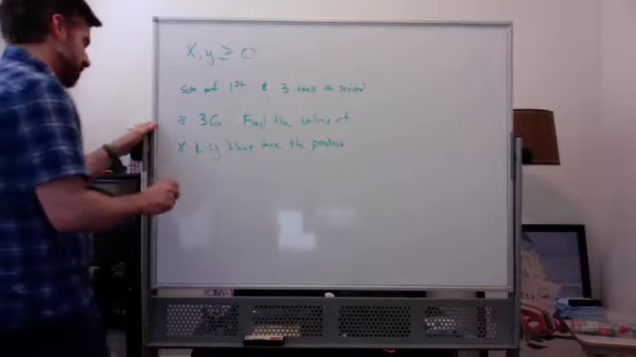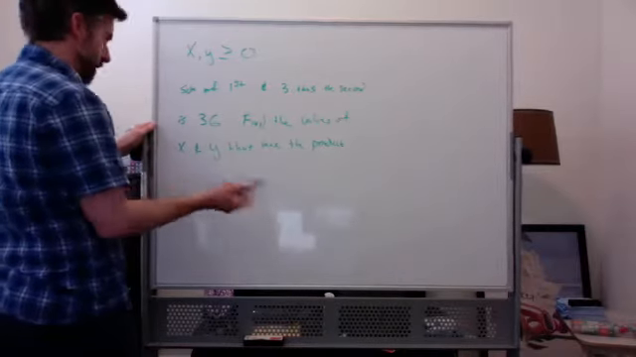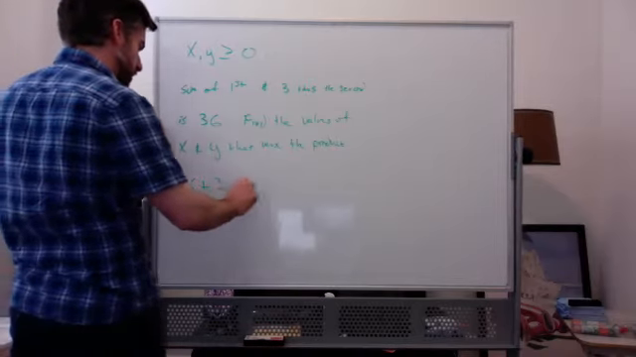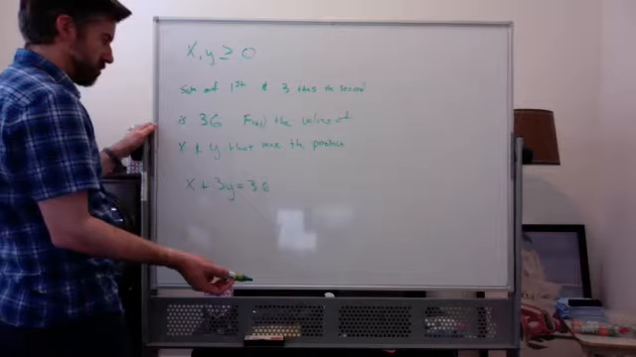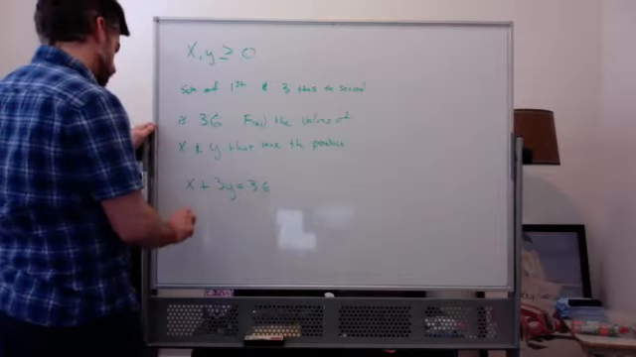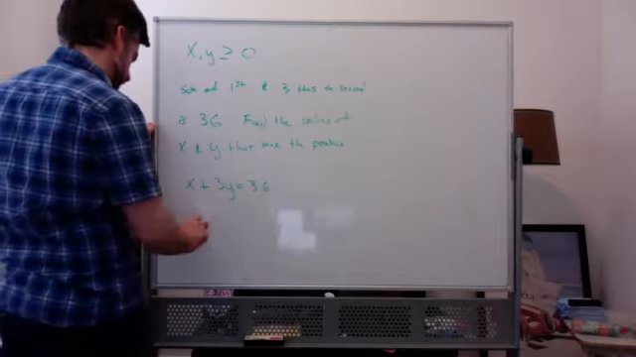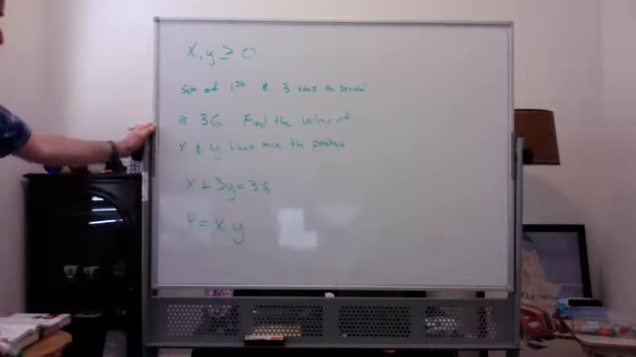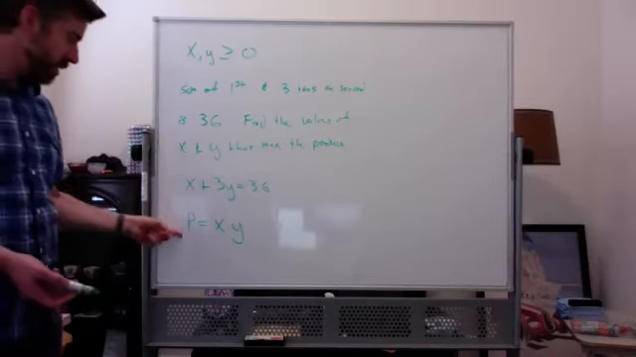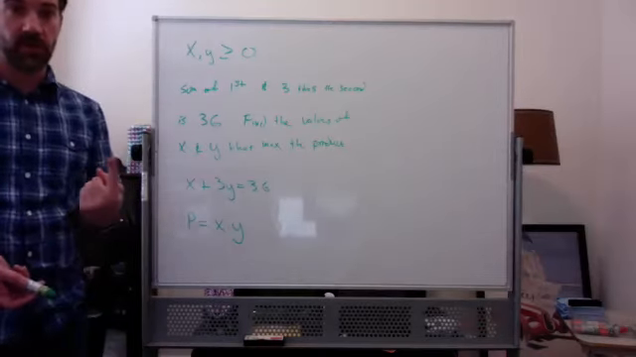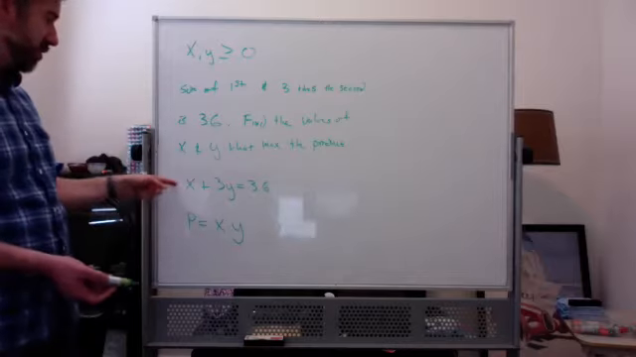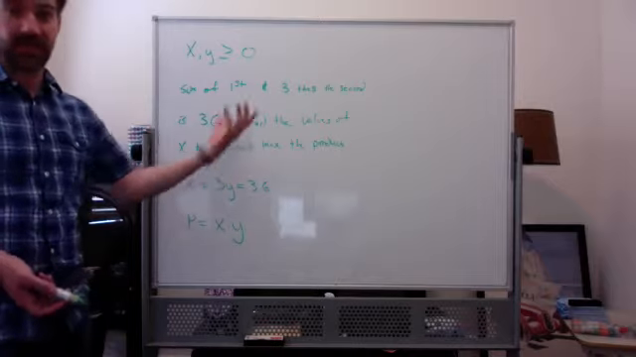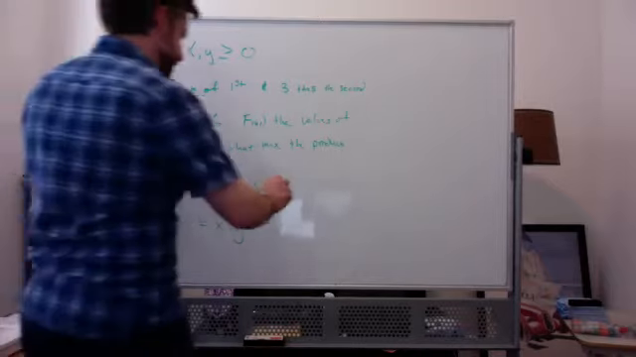So step 1. Here's our equation: x plus 3y equals 36. And we're trying to maximize the product, which again is just x times y. Just like in the previous problem, we're going to write this product as a function of one variable x by taking this equation and isolating y, so that we can plug in y equal to some x stuff. So we solve for y.